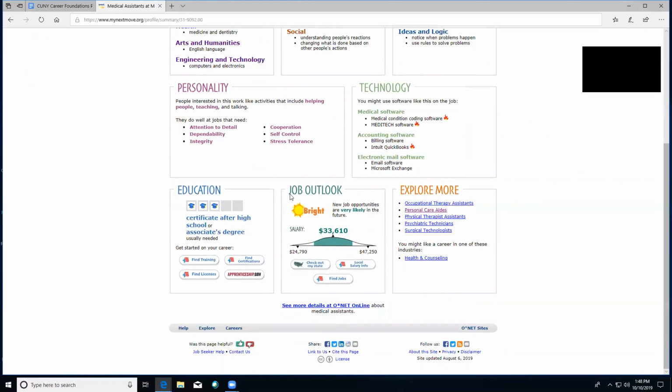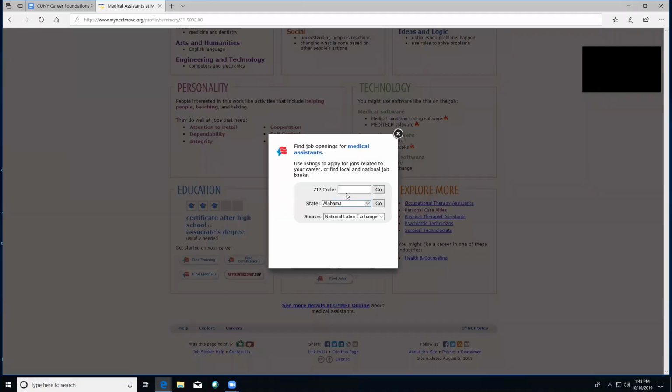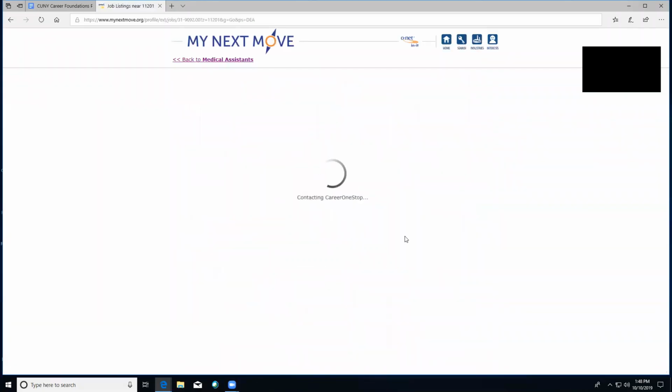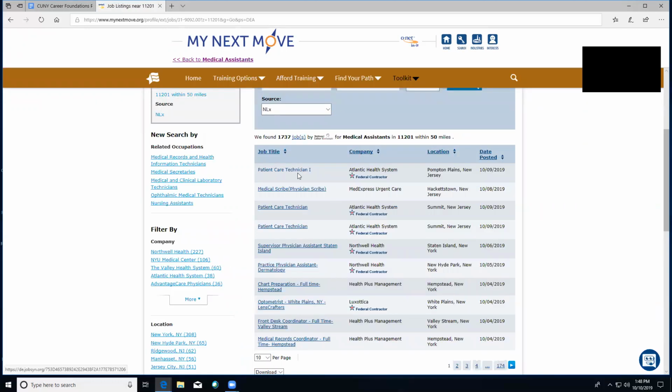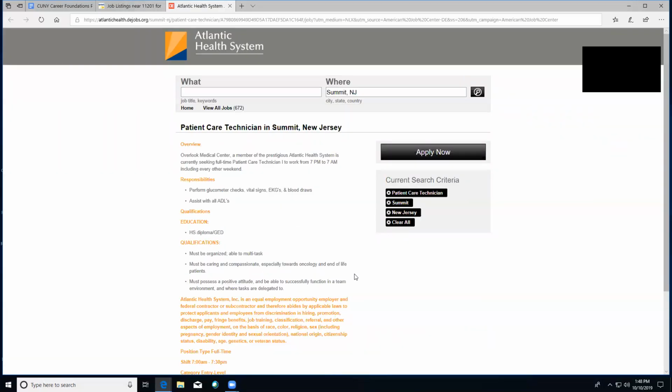So at the bottom, you see Find Jobs. If you click Find Jobs, you put in your zip code, so it's local jobs. And then you can see all of these jobs here that are in basically our local area. And when you click on them, you will see what the educational requirements are. So this one says high school diploma or GED.